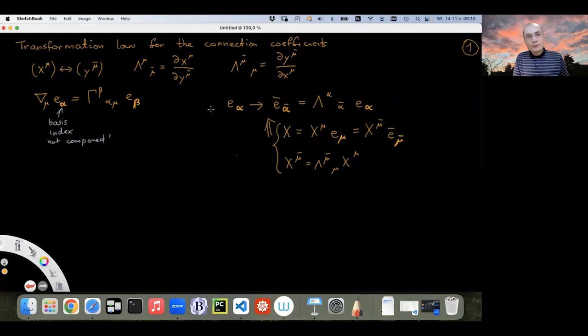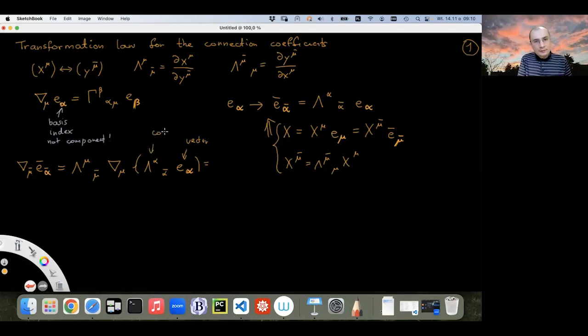Okay, so now the question is, what are the connection coefficients in the new coordinates? So what we need to do is to calculate nabla mu bar e alpha bar, and then decompose this in terms of our new frame. So differentiation with respect to mu bar, we can trade it to the standard differentiation with respect to mu just by including the Jacobian. And here we remember that this is nothing else but lambda alpha alpha bar e alpha. This is a vector. And these are just coefficients. So differentiating the coefficients gives the standard derivatives. Differentiating the vector will give us the covariant derivative.